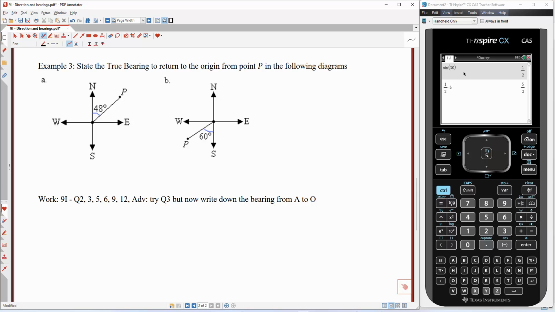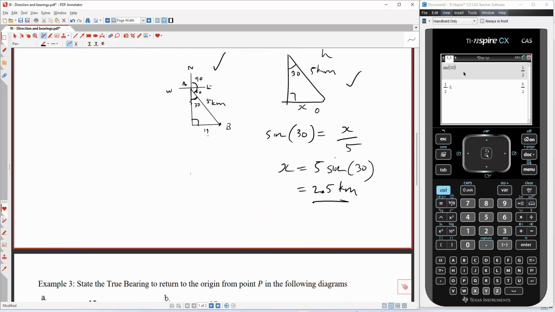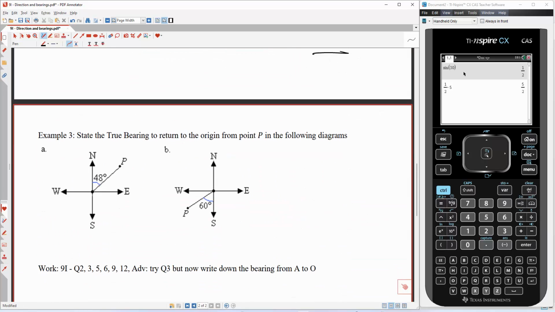Okay, and it says here, state the true bearing to return to the origin from point P in the following diagrams. So this is the same first question as this one here, but instead of actually stating the true bearing from the origin to point P, what we want to do is imagine that we're at point P and we wanted to get back to the origin. So what bearing would I follow? So again, I think the simple way of doing these is to imagine a compass here, north, east, south, west. So if I'm point P, I need to turn 90, 180, and whatever this measurement is here.